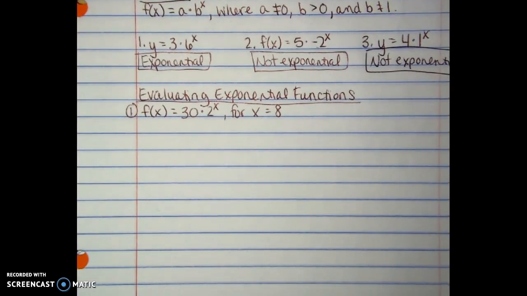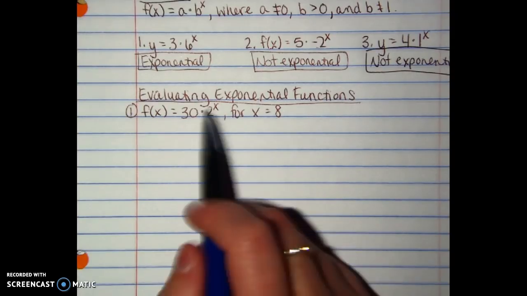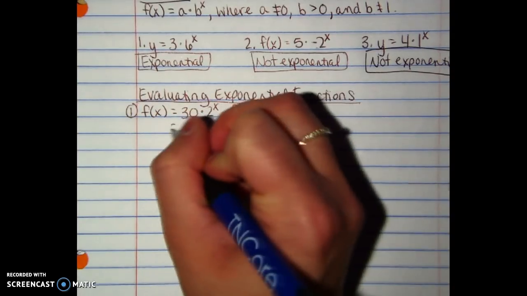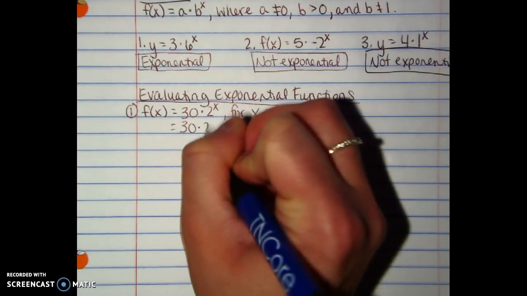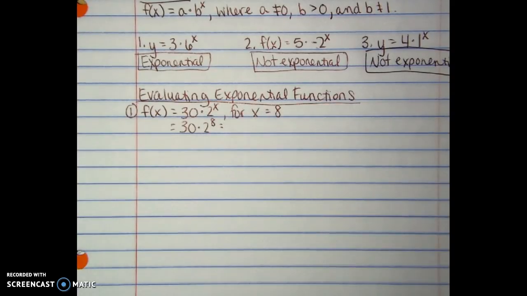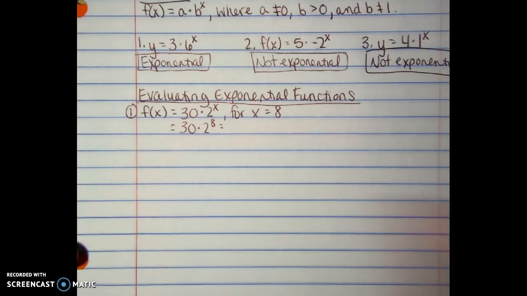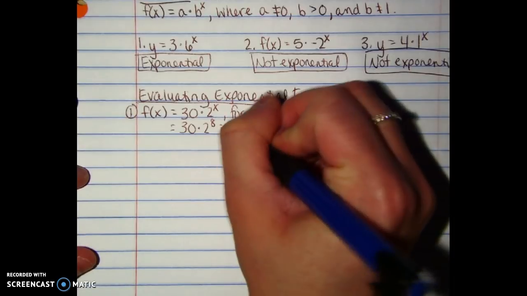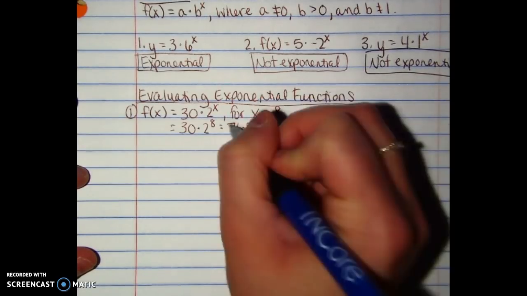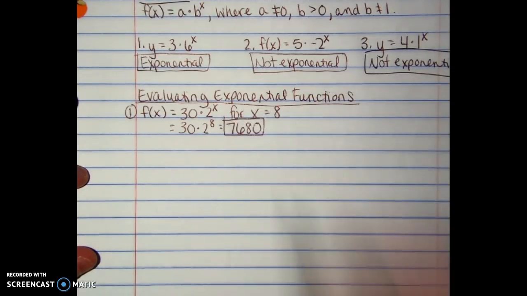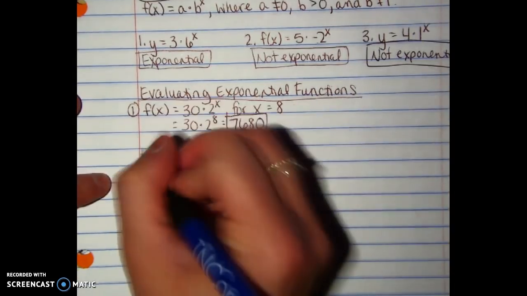So I'm pretty sure you could figure out what you need to do here. You're substituting in that 8 for that x. So this would be 30 times 2 to the 8. And on your calculator, you would just do that. 30 times 2 to the 8. 7,680. Okay, let's look at another one.